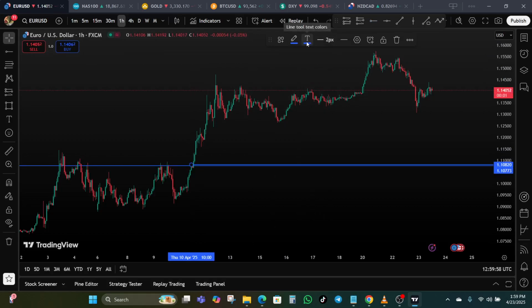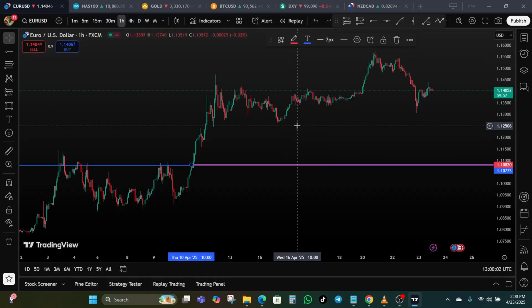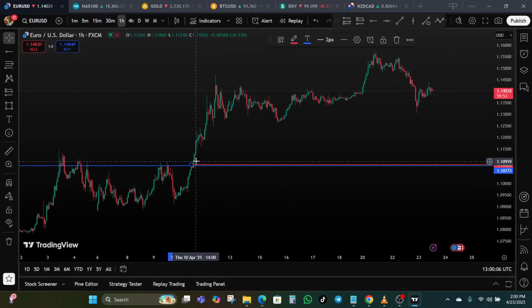Maybe you decided to first of all sell around here. So you decided to sell around there. Now you sold with, let's say, 0.01 lot size. Let's assume that you sold with 0.01 lot size, but sadly price broke that resistance and kept on going up.